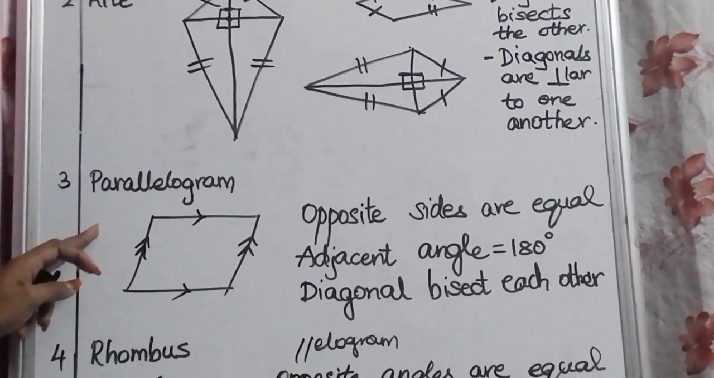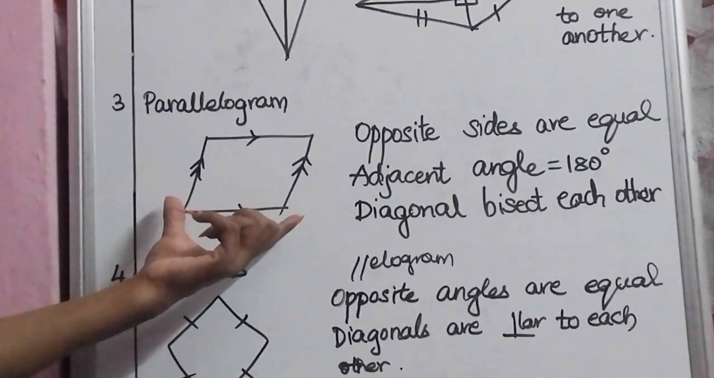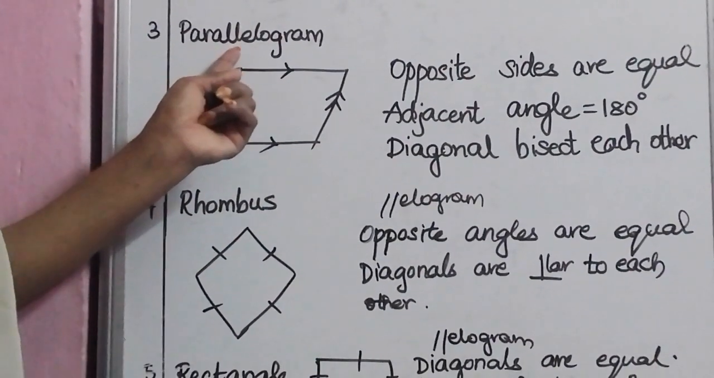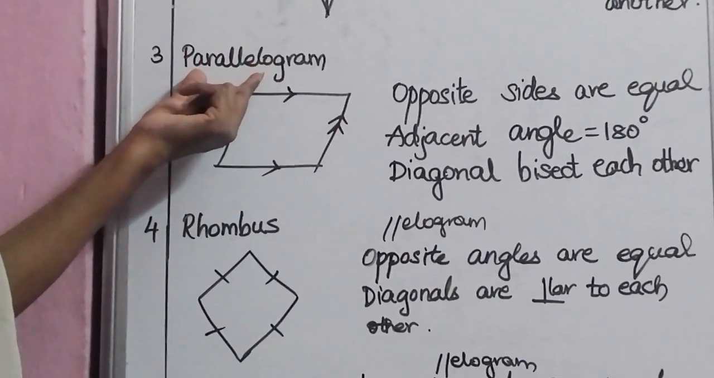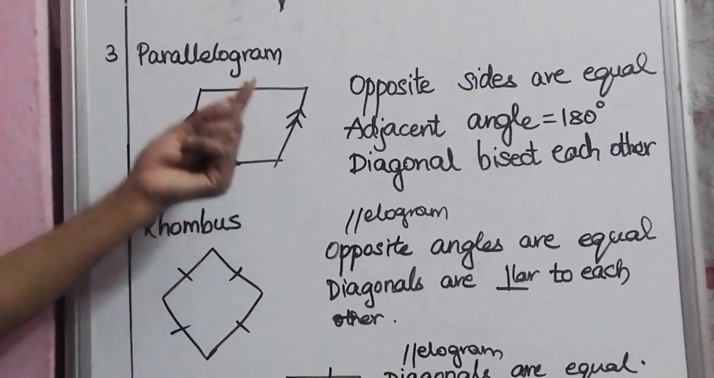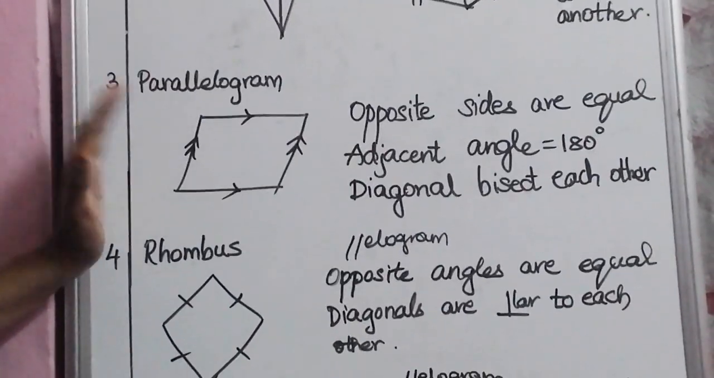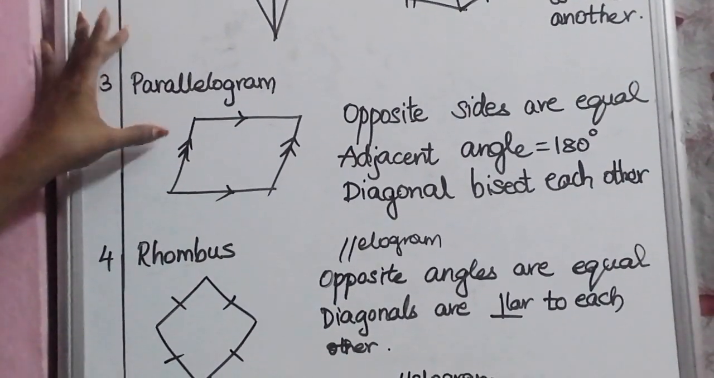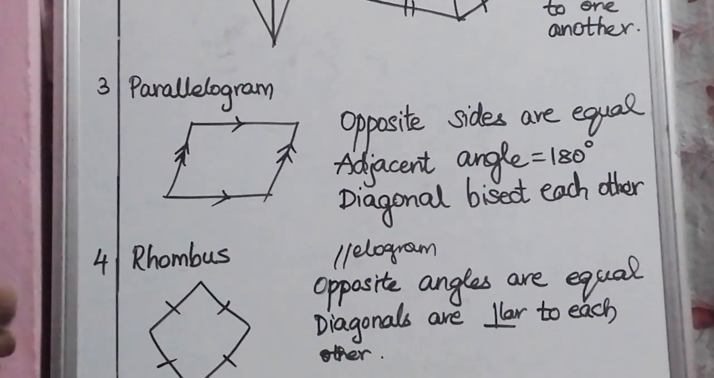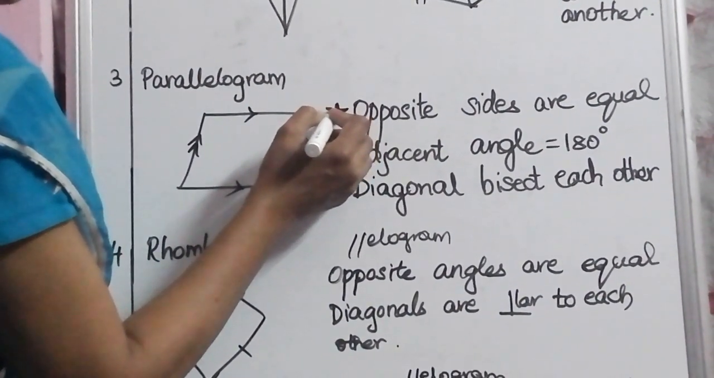The next one is a parallelogram. You know parallel; the name itself says parallelogram. So two pairs of opposite sides will be parallel to each other. The properties of a parallelogram are very important, because the remaining shapes are formed based on the parallelogram properties. So let's remember what they are. The opposite sides are equal. Remember this.